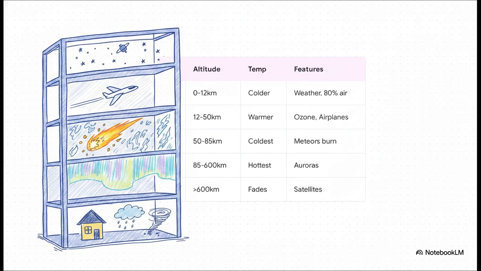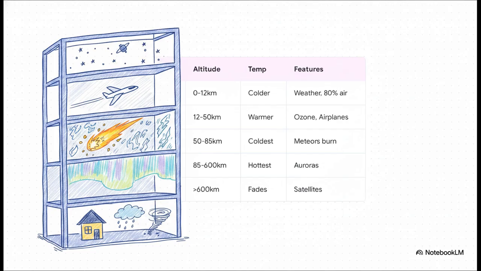So, how is all this gas structured? Picture the atmosphere like a giant 5-story building. On the ground floor, from 0 to 12 kilometers up, you've got the troposphere. This is where we live, and it holds about 80% of all the air. All of our weather happens right here.